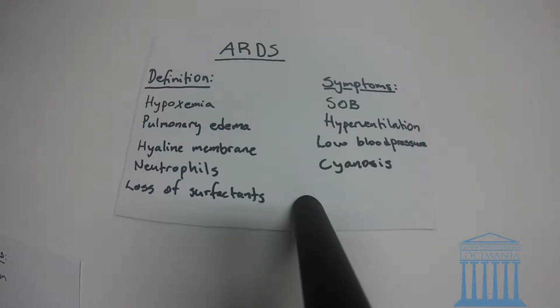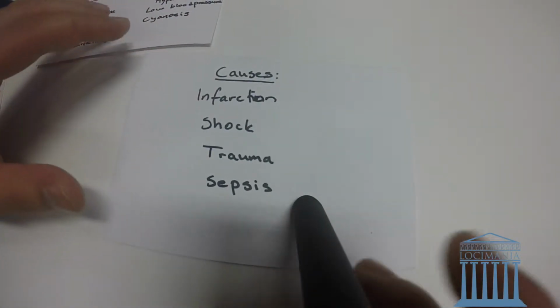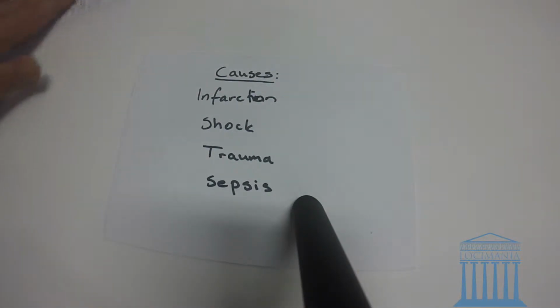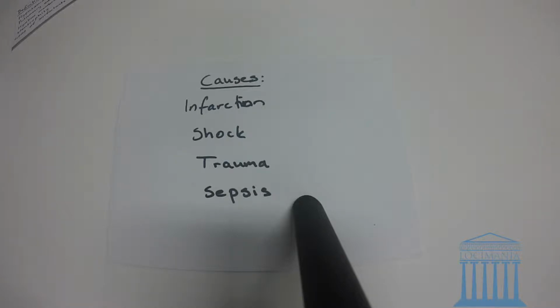So the next slide is causes. There are many causes to this disease. It happens usually to patients that are very sick and already in the hospital. But you can see infarction, shock, trauma, sepsis. So these are some of the causes.